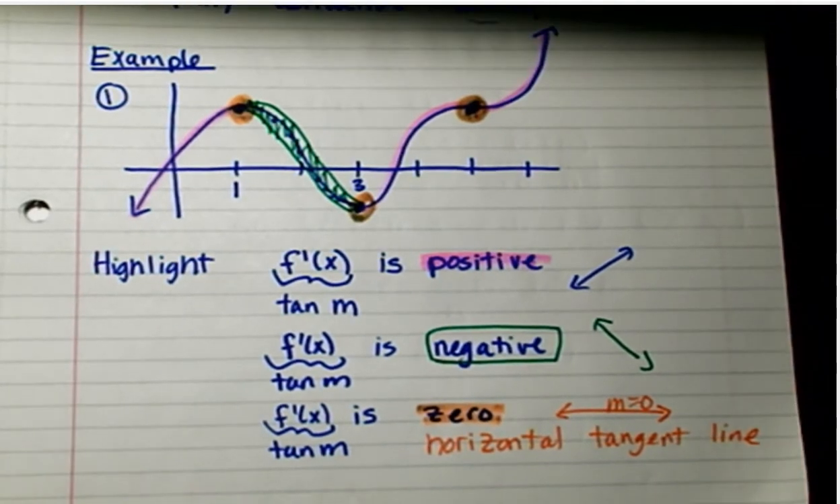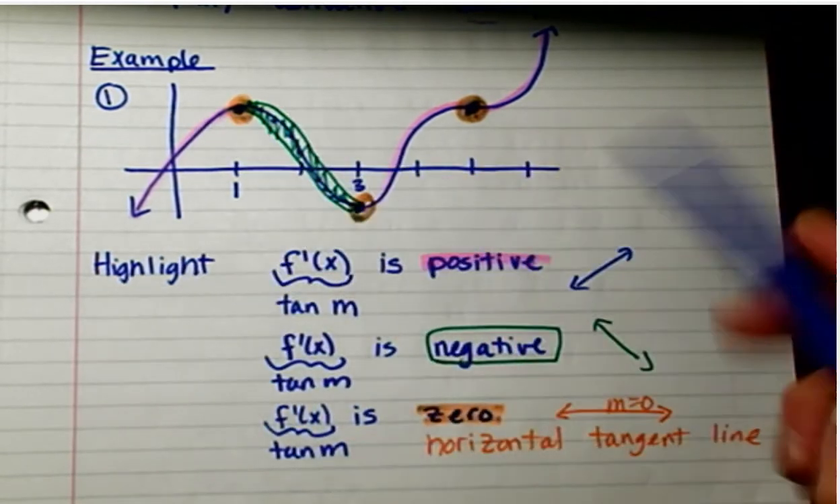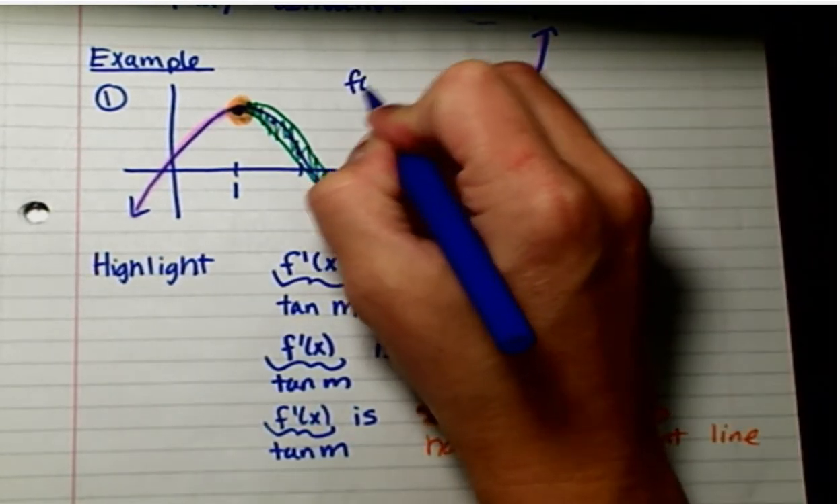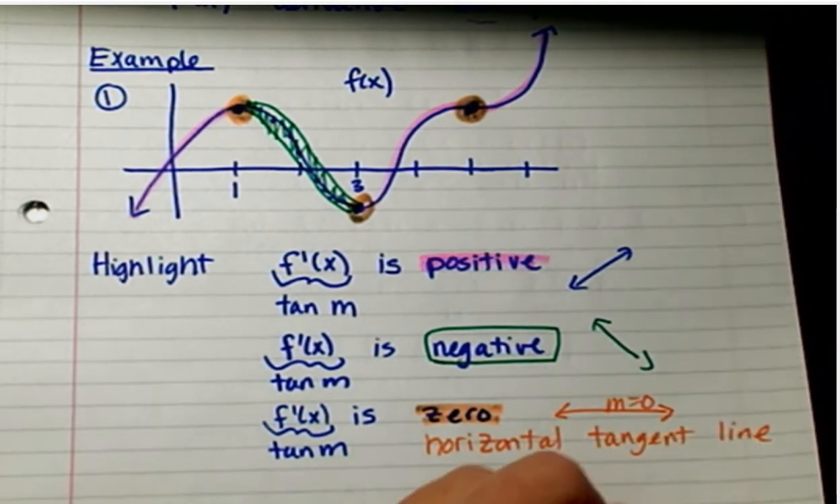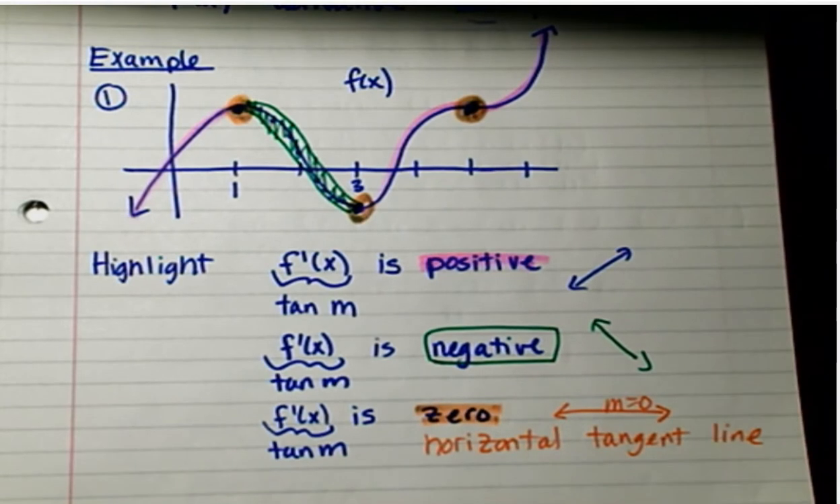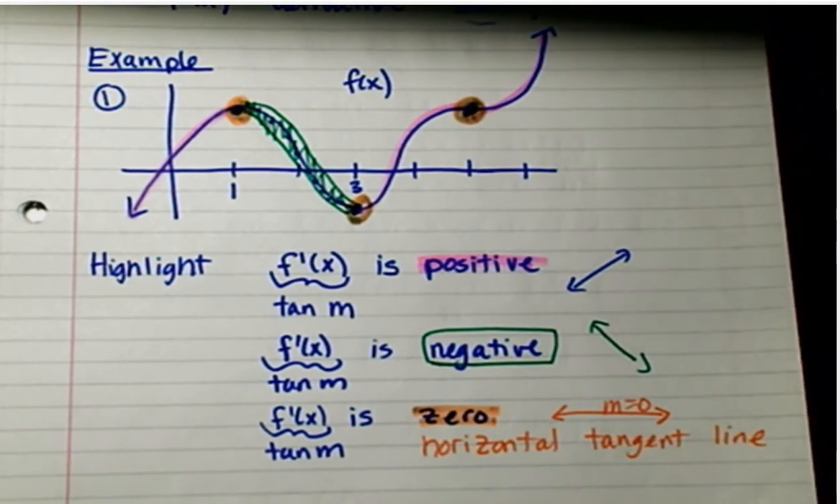So all we did here is look at what kind of slopes our tangent line would have as we look at the original graph. Visuals. Now we're going to do the more complicated vocab.